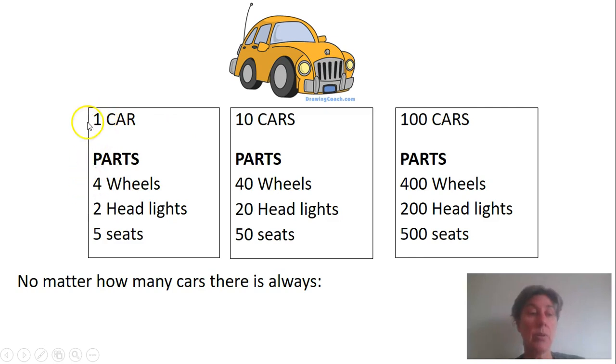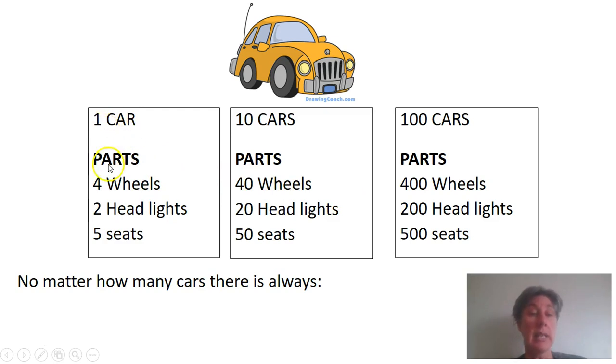Once you know that it's always 4 times the number of wheels for cars, once you know it's a 1 to 4 relationship, then it doesn't really matter how many you have. This will always be 4 times that amount. So if you have 10 cars, you'll have 40 wheels. If you have 100 cars, you'll have 400 wheels. If you had 13 cars, you'd have 4 lots of 13 for wheels.